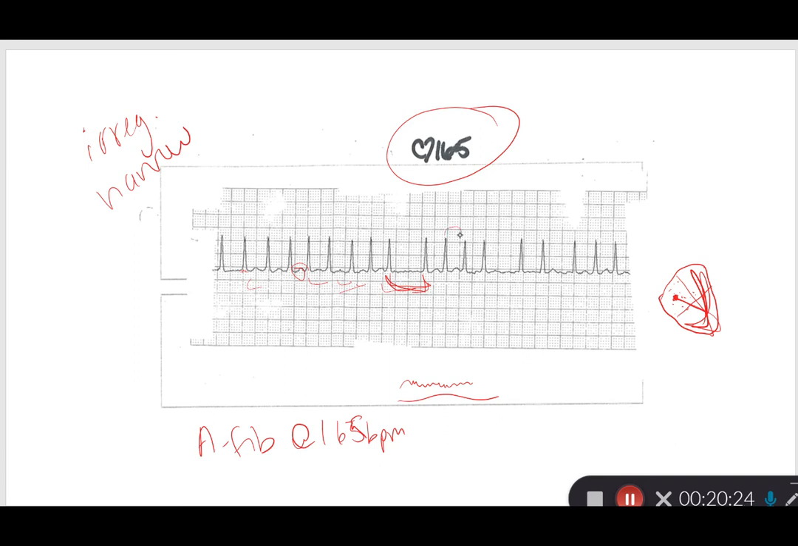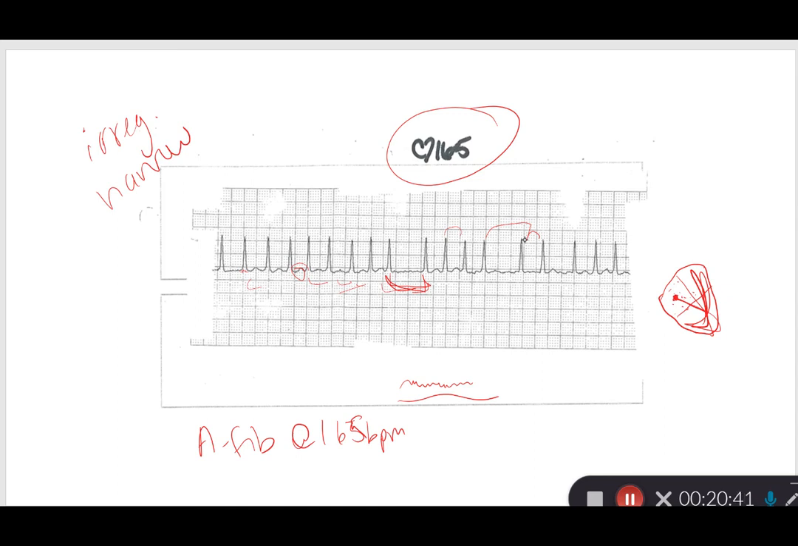Between this one, it's only filling a little bit. Between these two beats, I have a little more time for blood filling in the ventricles, so I'm going to get a little bit more of a cardiac output with that beat. But then you can see with this beat, it's short again, so I'm not getting good cardiac output. So my cardiac output with each stroke is going to be a little bit different.